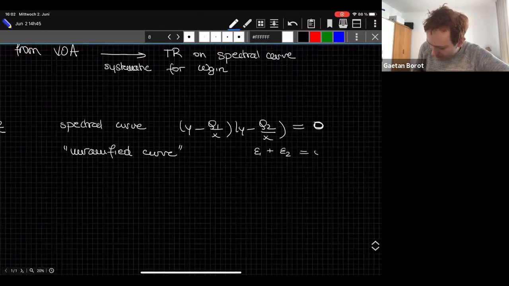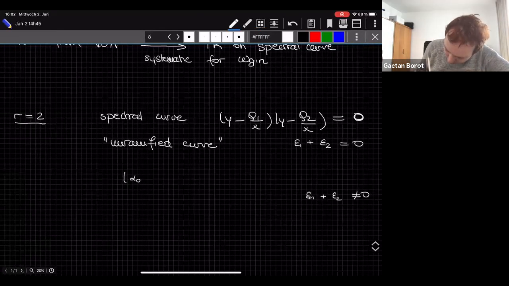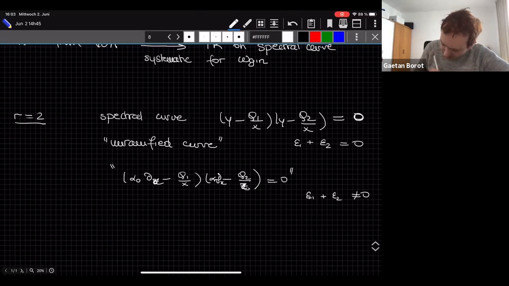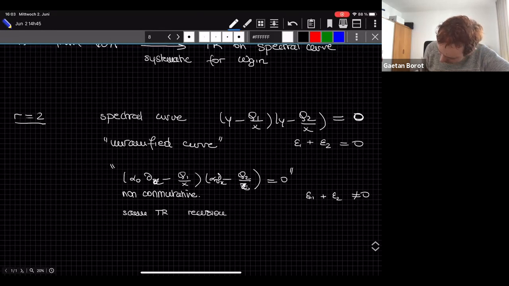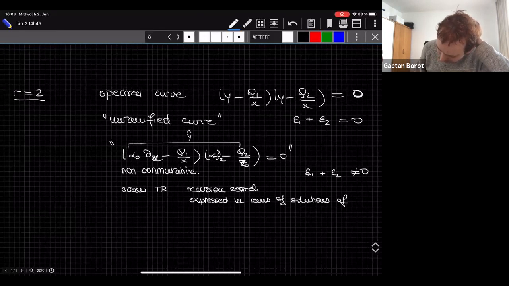And your local involution is just looking at which other points are in the fiber of the same point. This is when epsilon1 plus epsilon2 is 0. In general, you find out that the spectral curve is rather something like this, with x, x, x. So it's a non-commutative setting. What it means is that the same TR has a recursion kernel with the same structure as the one in Chekhov and Eynard–Orantin, but the recursion kernel is expressed in terms of solutions of, let's call that, y hat psi equal to some right-hand side.